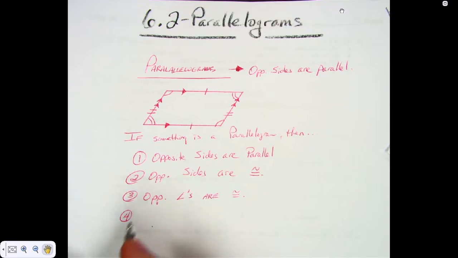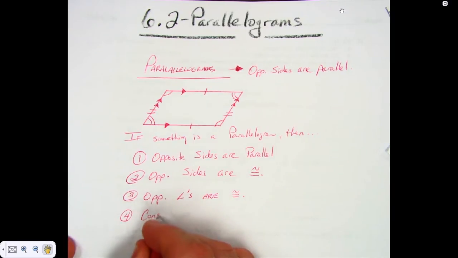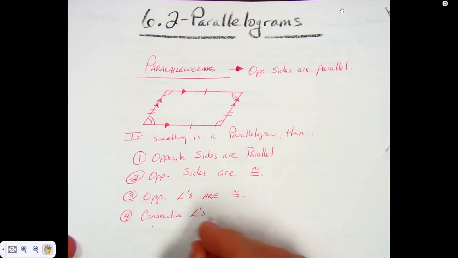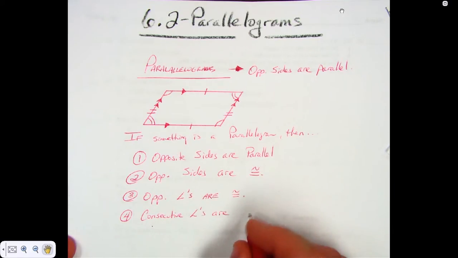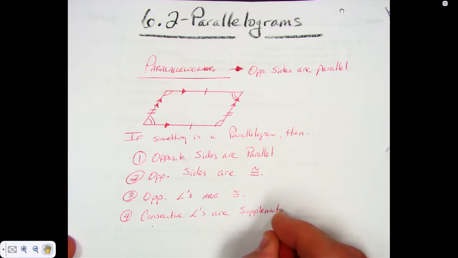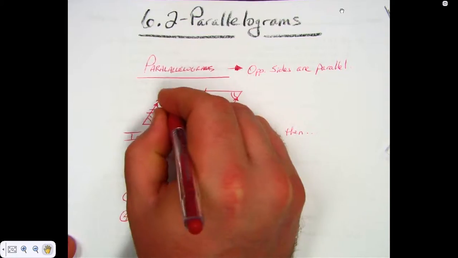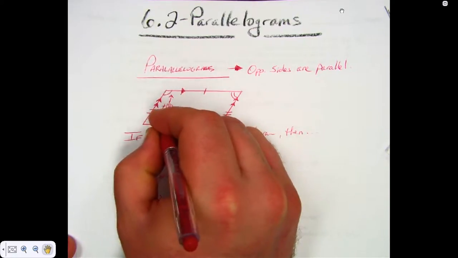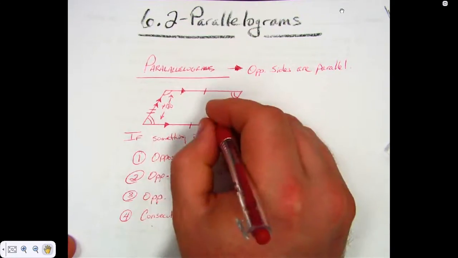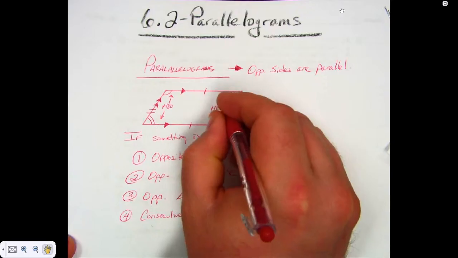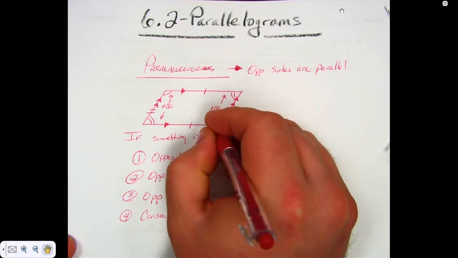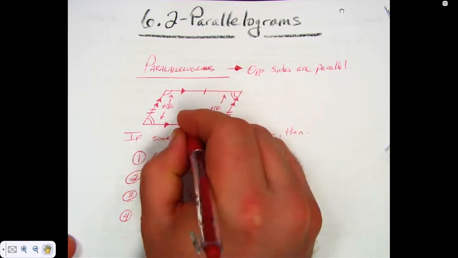Four. Consecutive angles are supplementary. Consecutive means the one right after the other, right? Yes. Supplementary means they add to 180 degrees, correct?